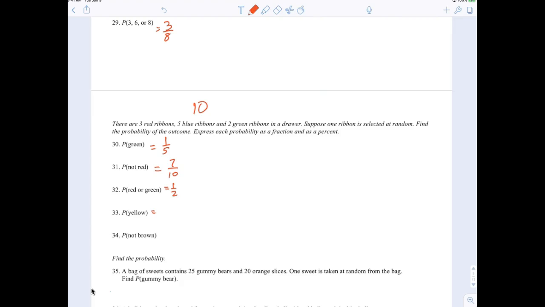Okay, that's good. Yosef, what's the probability of getting a yellow? Good. 0. Justice, what's the probability of not getting a brown? 10 out of 10. That is correct, which is the same as 100% or 1. I'm okay with that. All right, let's keep going.